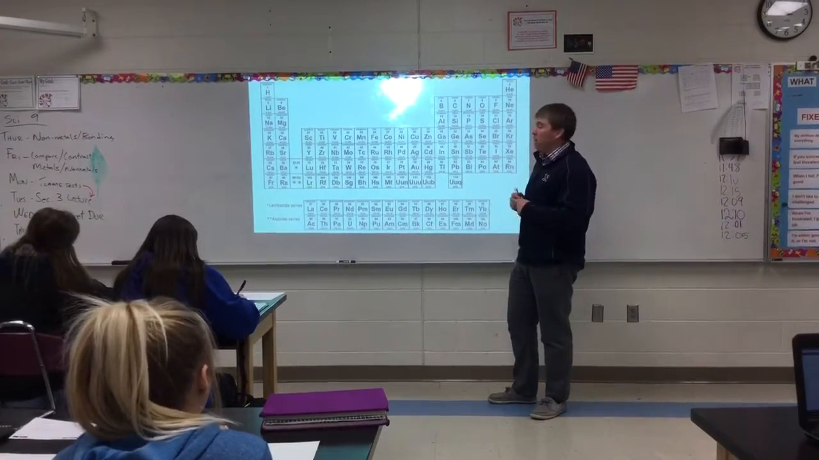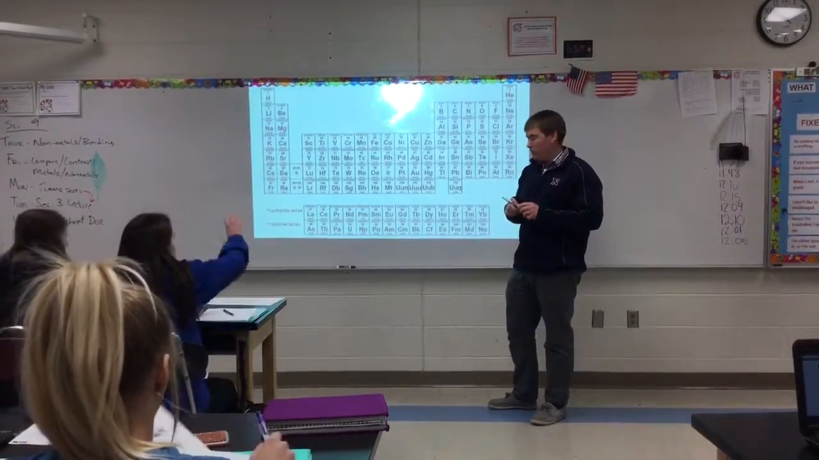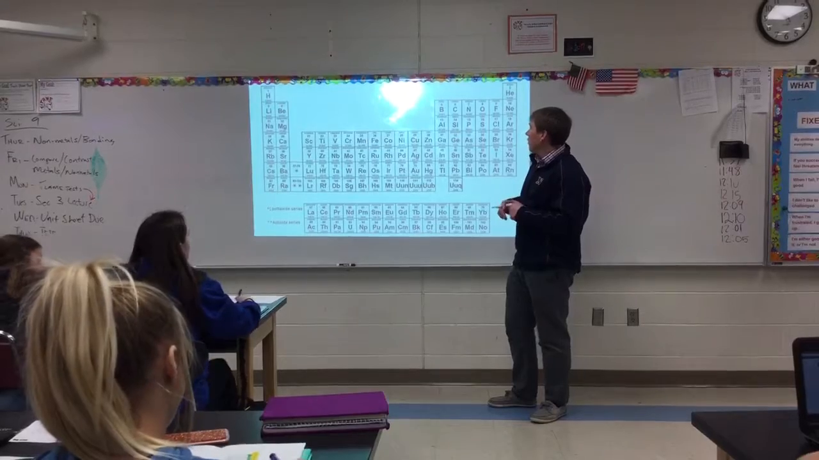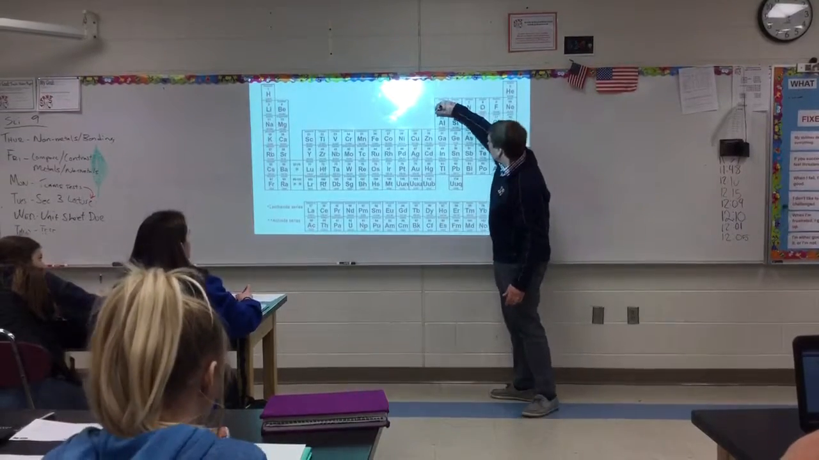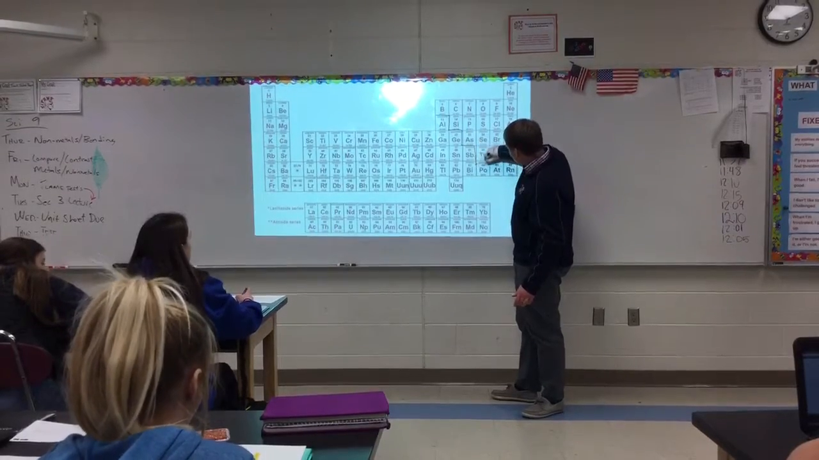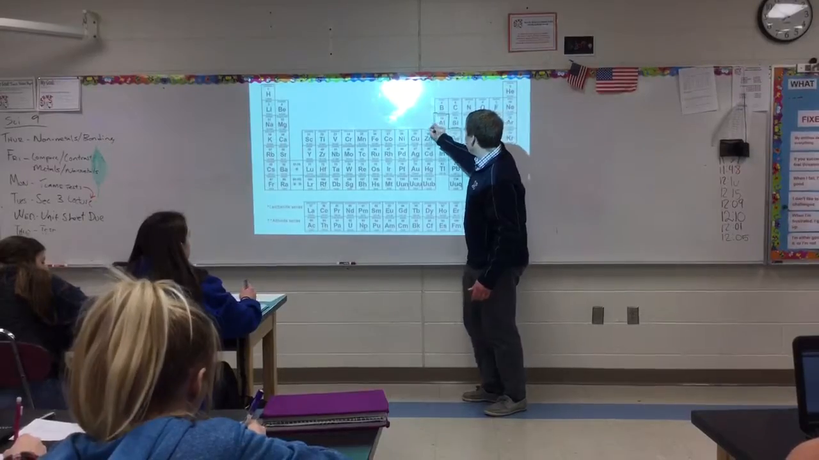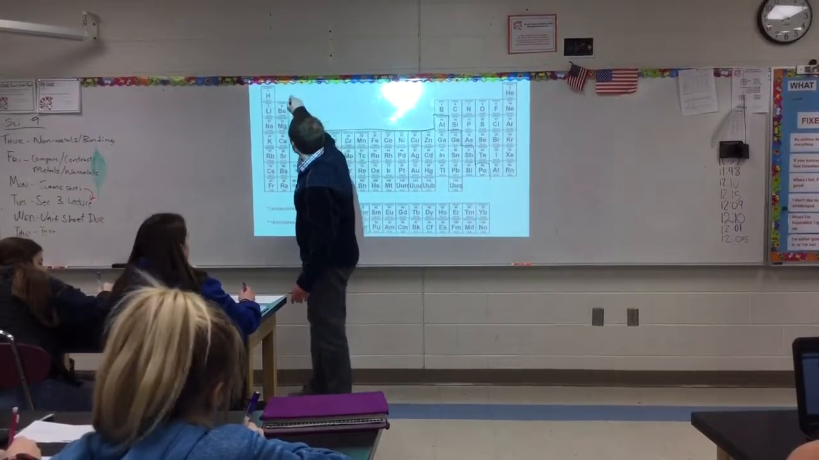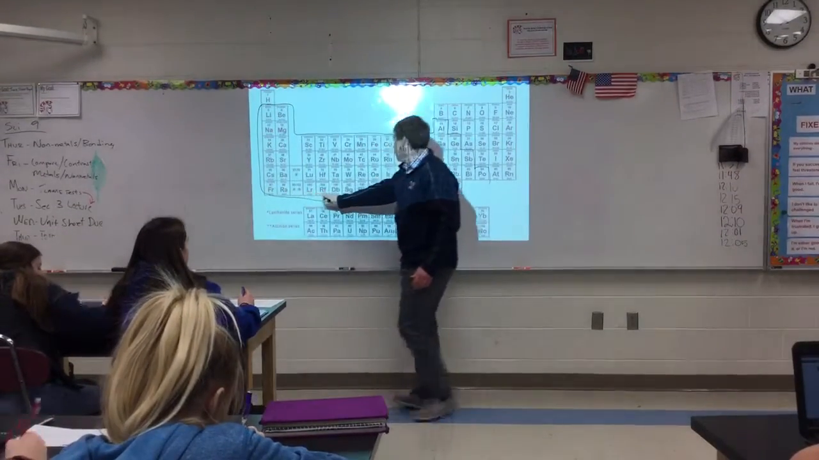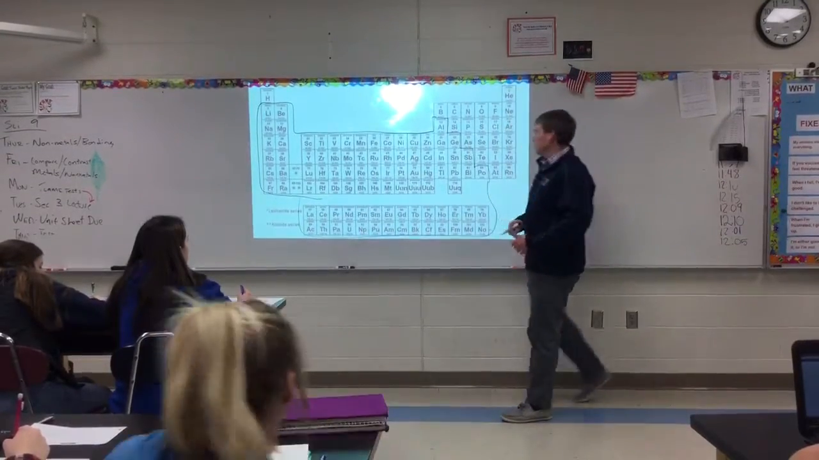So let's start with the metals. Where are the metals found? In the middle. They're found to the left of the stair step, and the stair step goes through here. These are the metals, everything on this side, except for hydrogen. Hydrogen is not a metal. All of these are metals.